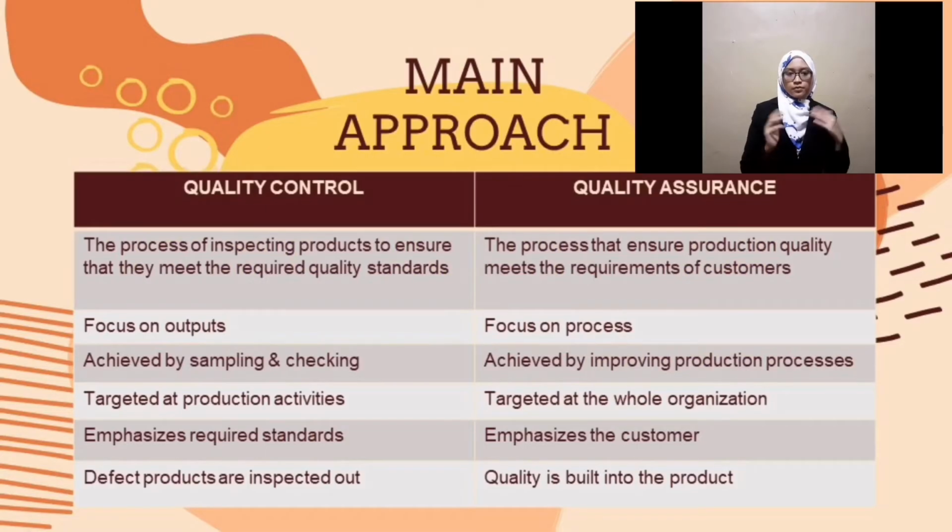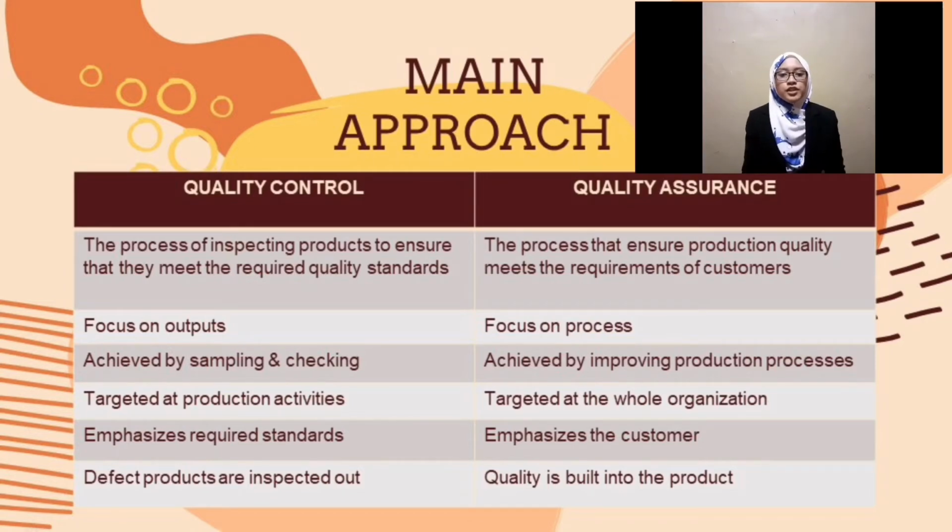Okay, the first approach, quality control. Quality control is the process of inspecting products to ensure that they meet the required quality standard. It focuses on outputs. Quality control is achieved by sampling and checking. Quality control targets the production activity only, and it emphasizes required standards, and defective products will be inspected out.